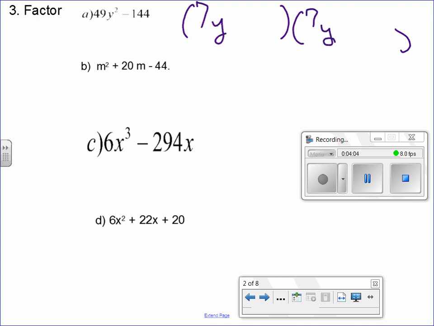And the square root of 144 is 12. Now it is important to have one positive 12 and one negative 12. You have a factor. Any questions on part A?